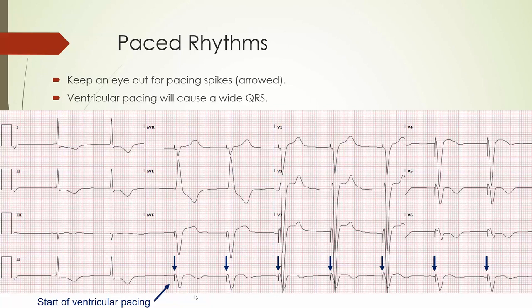Now it depends where you're pacing. If we're pacing the atria, then the pacing spike will occur before a P wave. If we're pacing the ventricles, the pacing spike will be followed by a QRS complex. But of course, we're not activating the usual bundle of His and bundle branches and the usual conducting system, so the QRS complex will be wide in a paced rhythm. And so that's what we see here. We've got two non-paced beats, following the usual conducting pathways, and then from here on we've got pacing spikes followed by wide QRS complexes. This is the start of ventricular pacing from this point onwards.